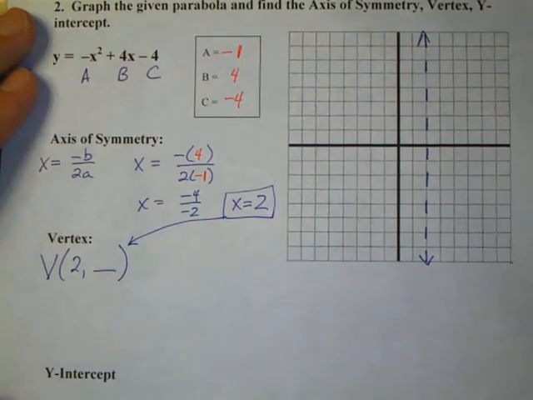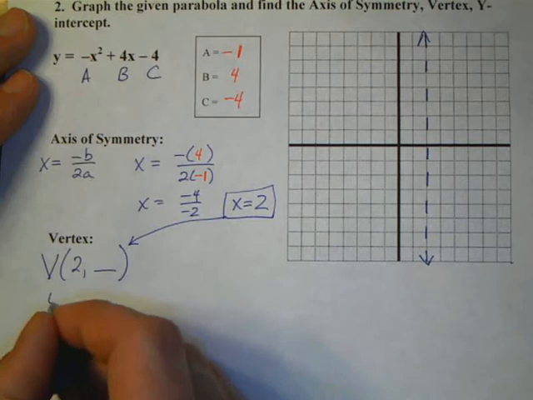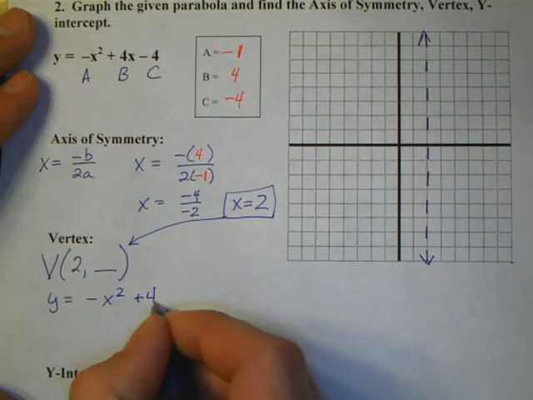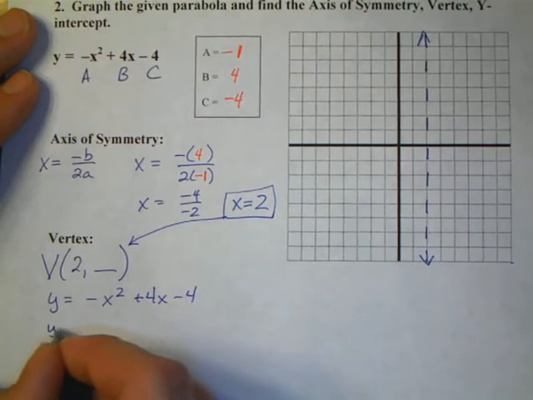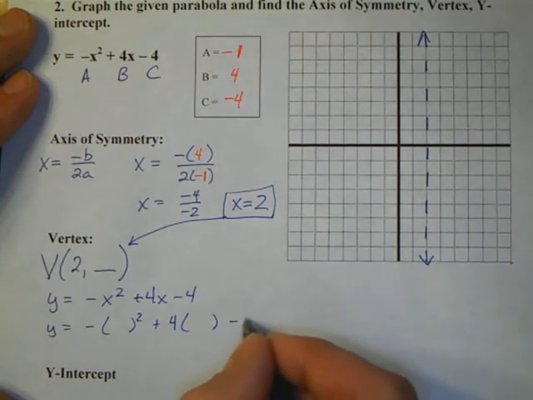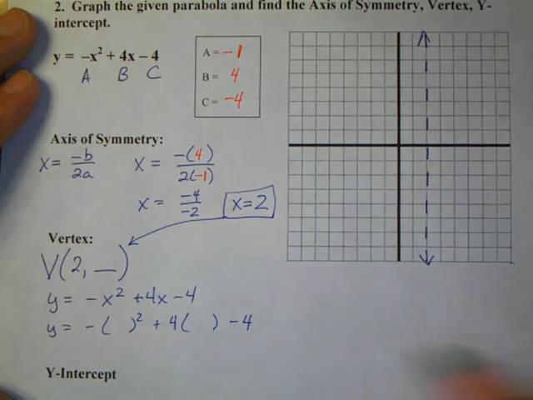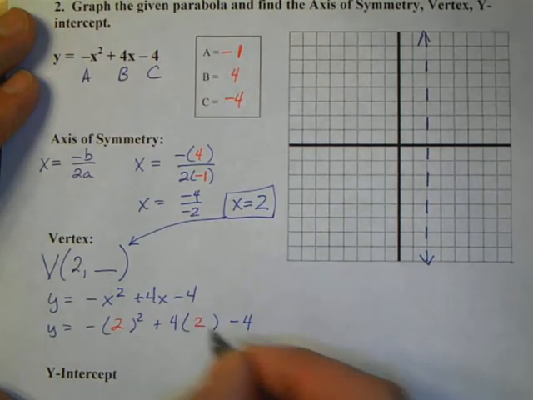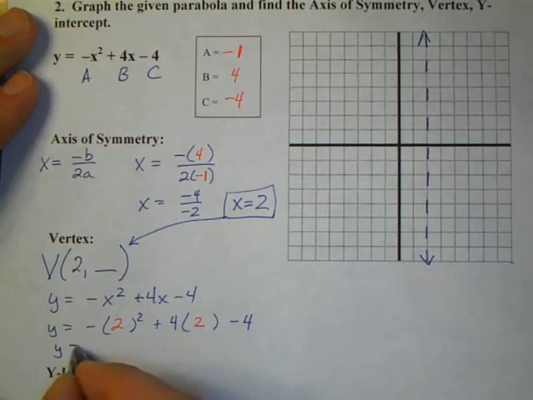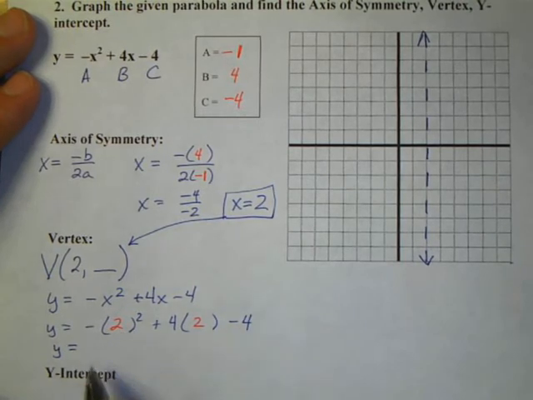So we're going to look at our vertex, and we're going to use the value 2 that we got from the axis of symmetry to plug into our vertex. So let's write down our equation. -x squared plus 4x minus 4. And in place of that x, let's put a parentheses and insert the value of our x. So, let's plug in the value 2, and we're going to work this one out.